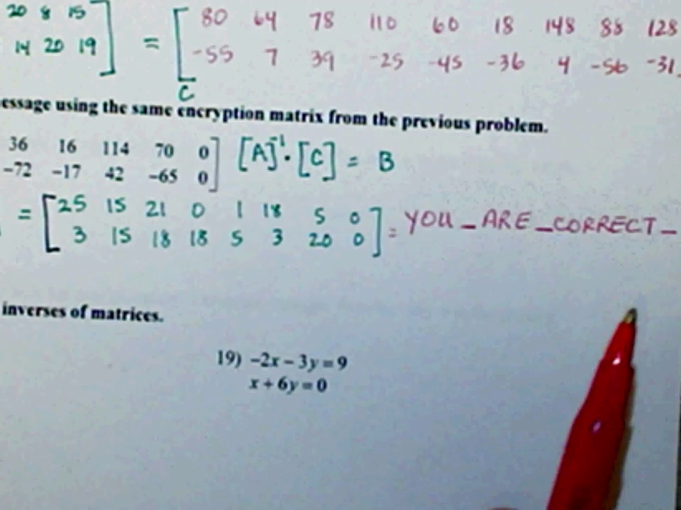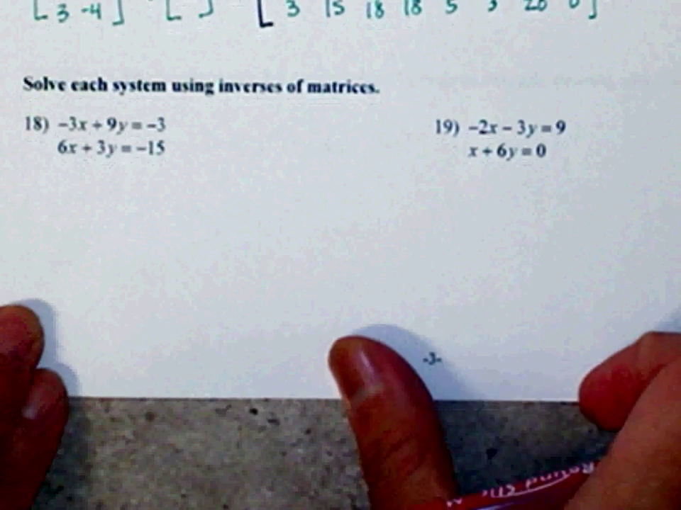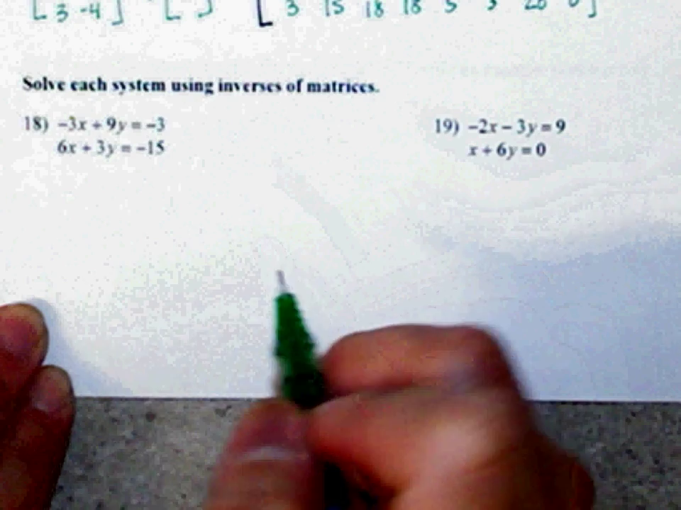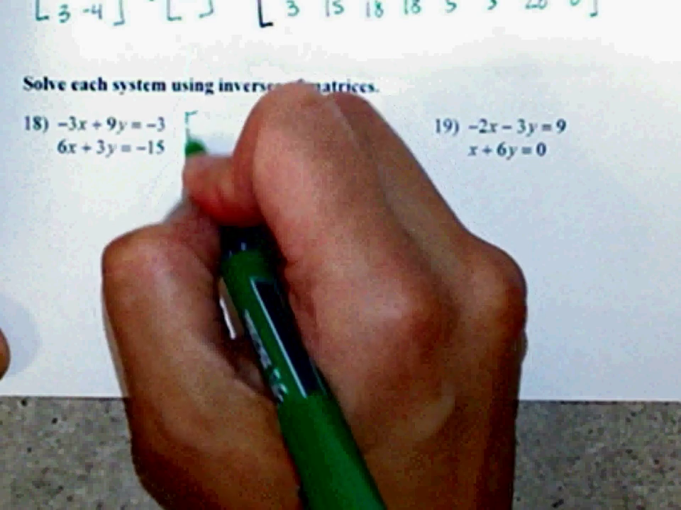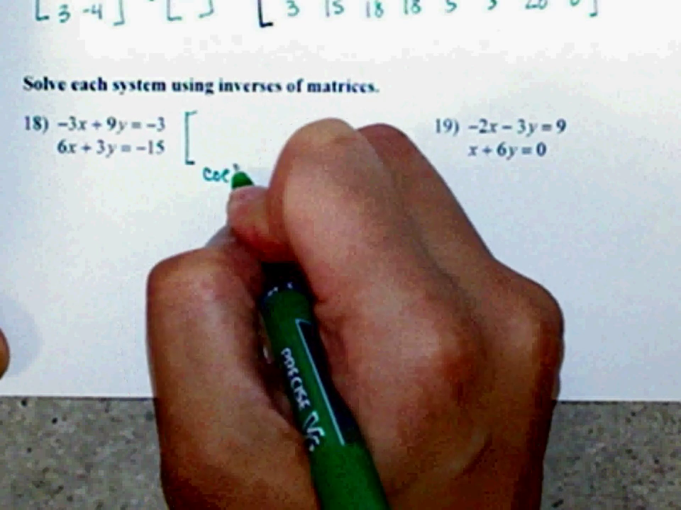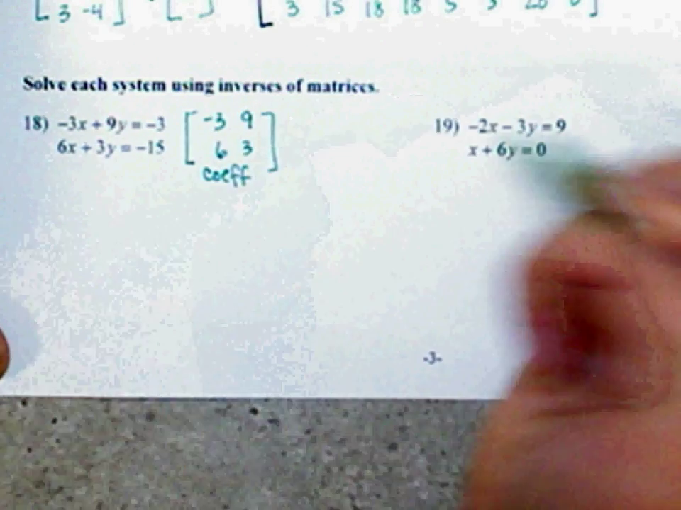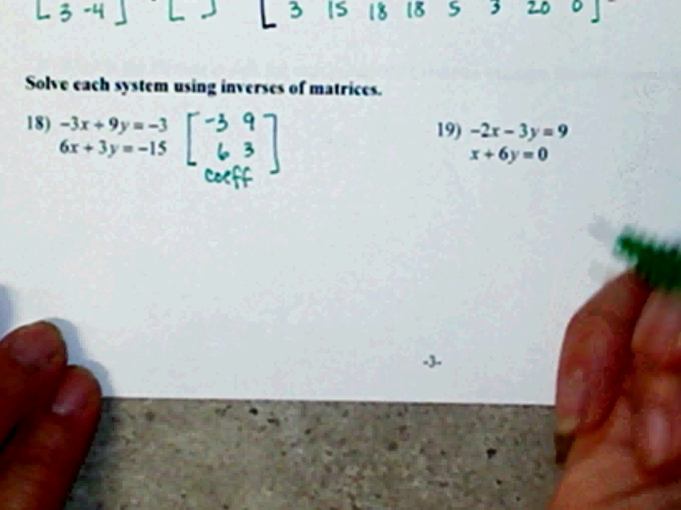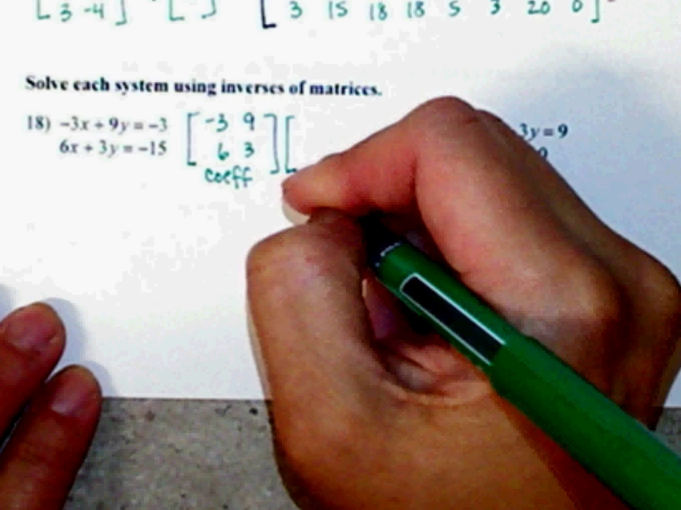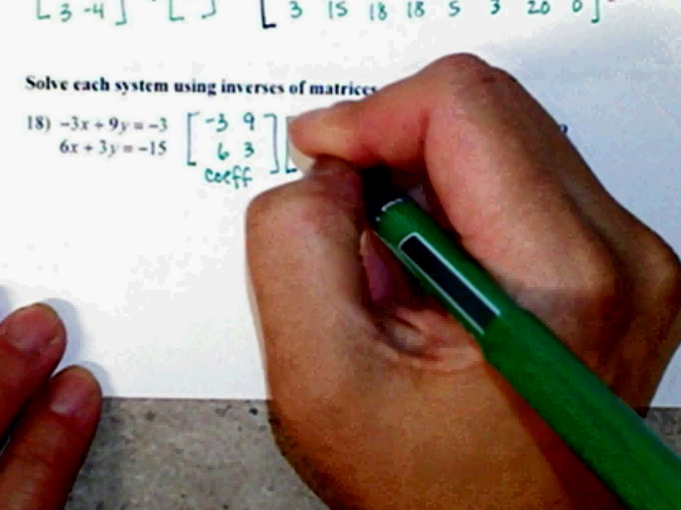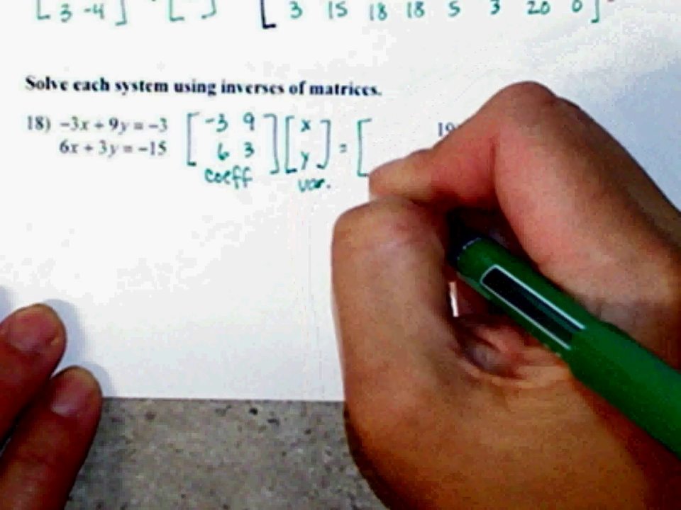Okay? All right. Number 18, you are now going to solve each one using matrix, solve systems. Okay, here we go. First of all, I'm going to write my coefficient matrix. Okay, so that's negative 3, 9, 6, and 3. All right. And so to set it up, you would take that times your variable matrix, which is x and y, equal that to your constant matrix, which is negative 3 and negative 15.